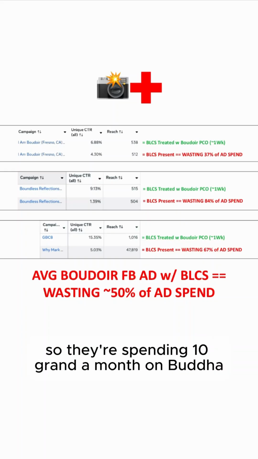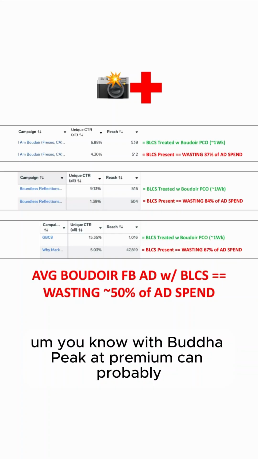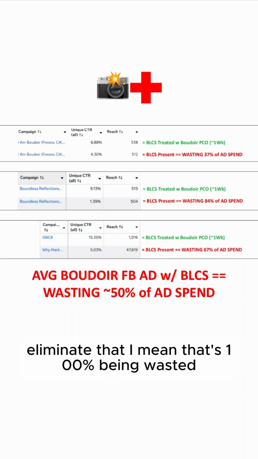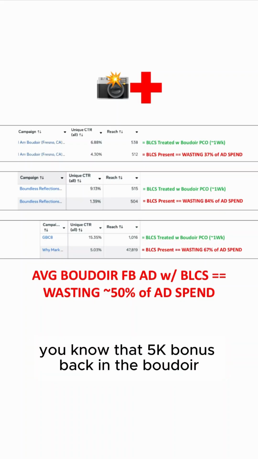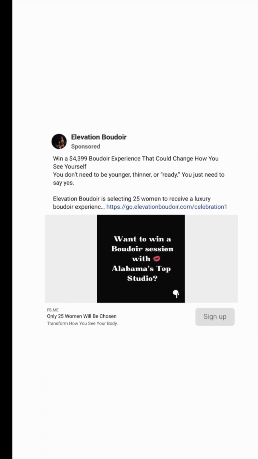So if they're spending 10 grand a month on Boudoir Facebook ads, with Boudoir Pico Treatment they can probably save about 5K of that, eliminate that. I mean, that's 100% being wasted. I already know that. Eliminate that and that 5K bonus goes back in the Boudoir photographer's pocket, 60K over the next 12 months.